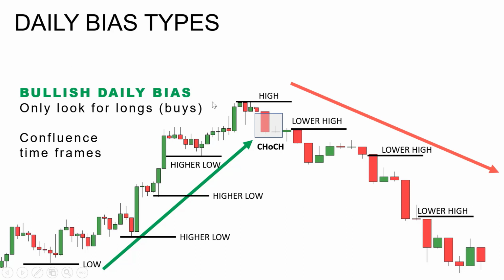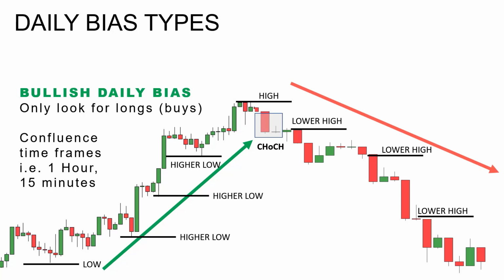So you need to use confluence with time frames. What I mean is that if the daily is showing longs, then on the hourly time frame or on the 50 minutes time frame, you will only look for longs.